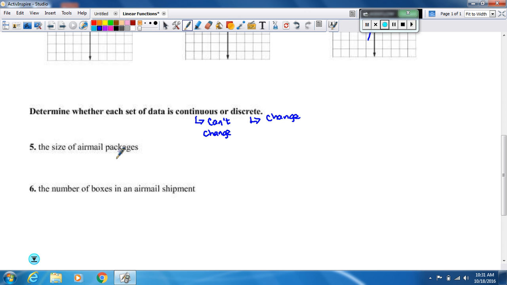So if you have an airmail package, just a certain kind of package, the size isn't going to change. So that would be continuous. And the number of boxes in an airmail shipment, well, that can vary from day to day. You could send 20 boxes one day and 100 the next. So that can change. That is discrete.